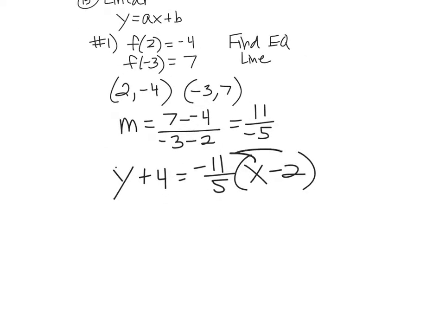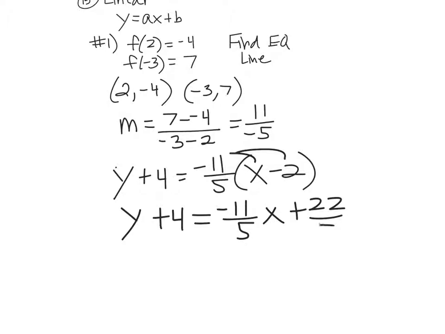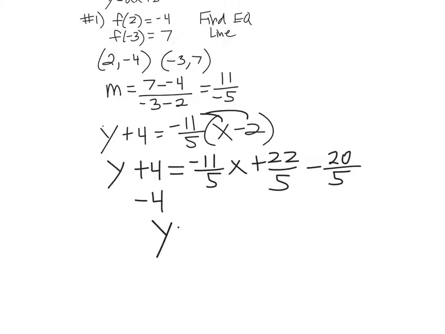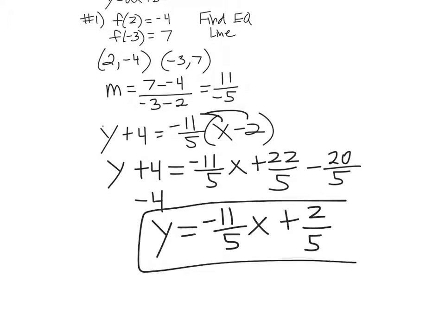And then go ahead and distribute, because we want to get this into a polynomial standard form, which is slope-intercept form. So -11/5 x plus 22/5. Okay. And we need to subtract 4 over, but let's go ahead and subtract 4 in terms of fifths. So 4 is what, 20/5? And so we get y equals -11/5 x plus 2/5. Pretty gross. Okay.